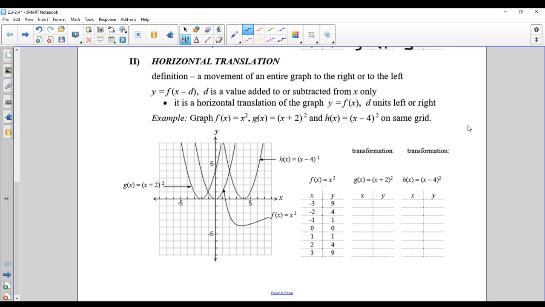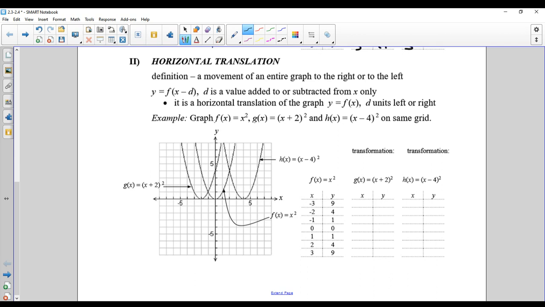Let me tell you again, horizontal is backwards. And in fact, it's going to get even more backwards when you get to compressions and stretches. You're going to be looking at this and thinking, why is it this way? This doesn't make sense. Well, horizontal, always backwards. So I'm going to take my x's, and because it says x plus 2, which means I'm shifting to the left, it's a horizontal translation. Each of my x's goes down by 2.